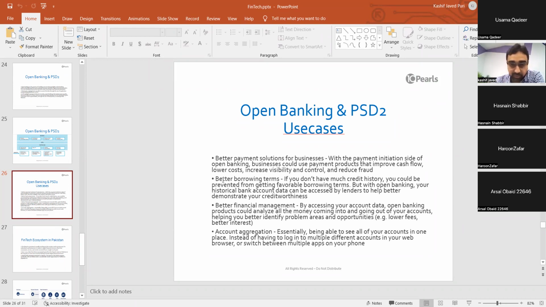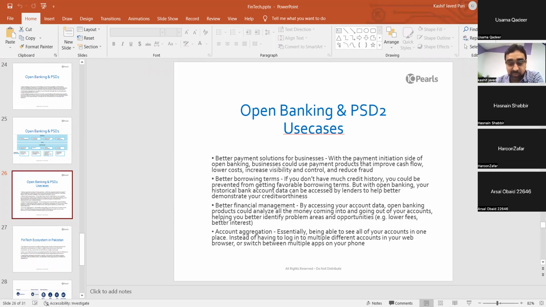Then, better borrowing terms. As I already mentioned, if my or your credit history is available to third-party agencies, then it would be easy for them to assess it. Am I eligible for a particular loan or a particular product or not? This is another advantage of open banking. Then, better financial management.